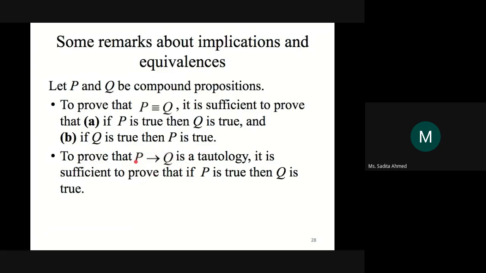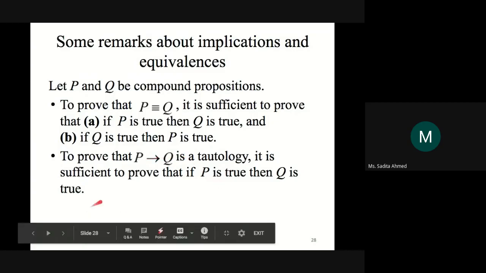In order to prove that P implies Q is true, what do you have to do? All you have to do is prove that if P is true, then Q is true. That is just by definition, right? That is the definition of an implication. If you assume that P is true, then you have to get to the conclusion that Q is also true. And if you can get to this conclusion from this hypothesis, that is proof that if P is true, then Q is true, then you can say that P implies Q is true. That is, P implies Q is a tautology. Okay.